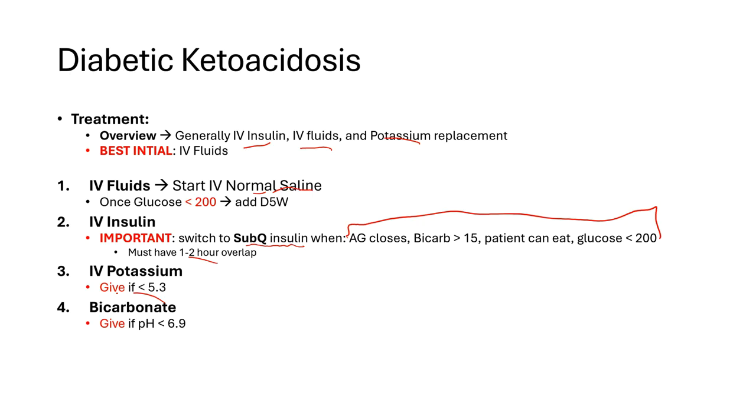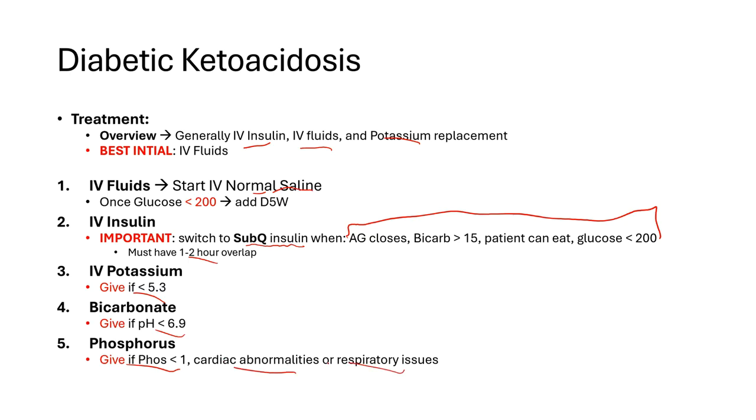Other things we can do: we can give bicarb. Bicarb acts as a buffer. We do this for severe cases, typically when the pH is less than 6.9, and it will help increase that pH value. And of course, we can also give phosphorus. We typically give this when it's less than 1, or when there are cardiac arrhythmias or respiratory abnormalities.